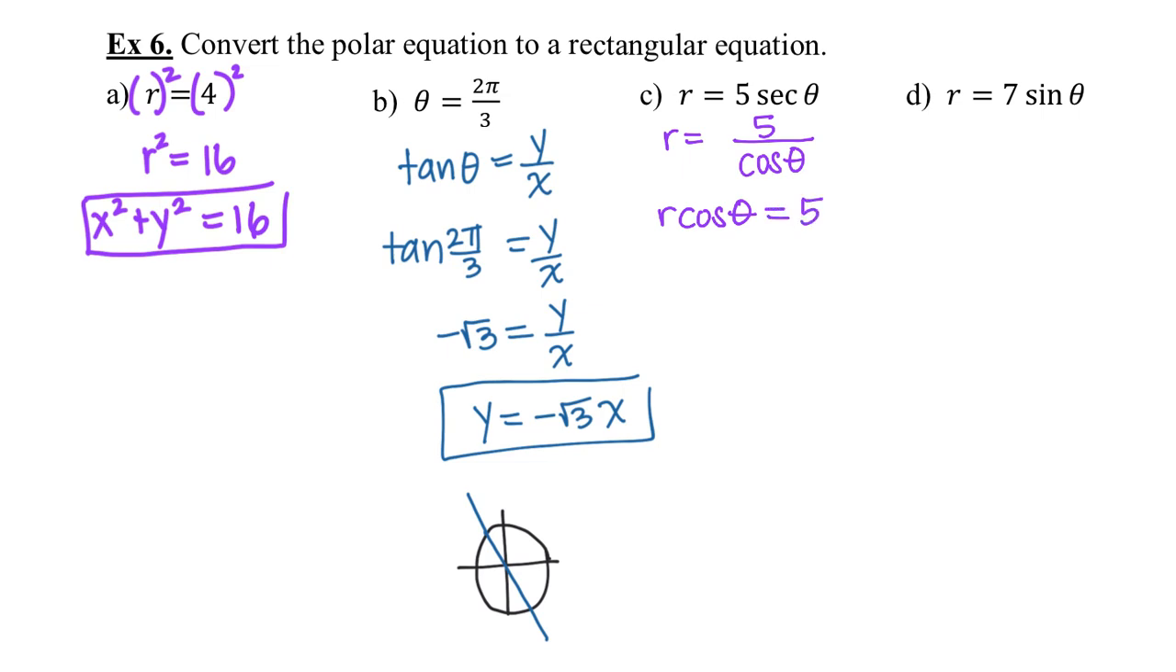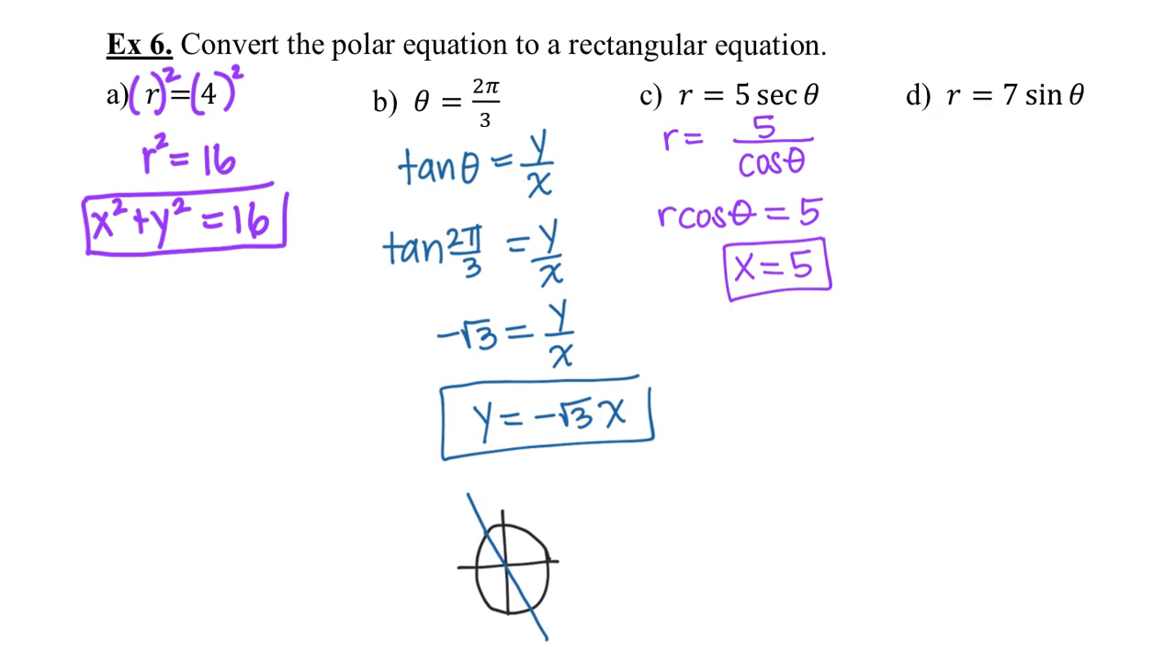Now r cosine theta I know equals x. So now I get x equals 5, which actually means if I tried to graph it on Desmos, I'll get a vertical line going through the 5, and it really will work. Okay, the last one, let's see.